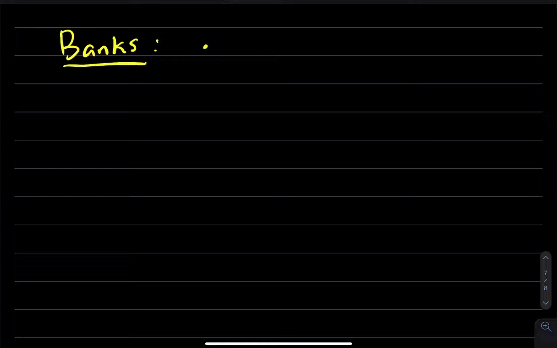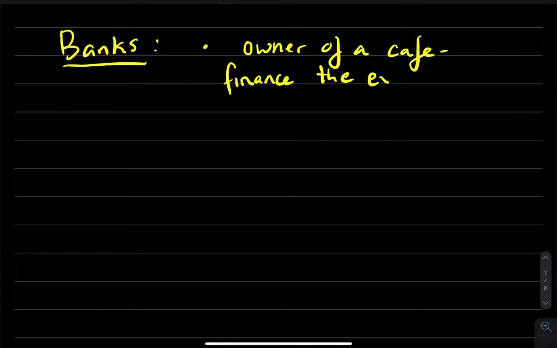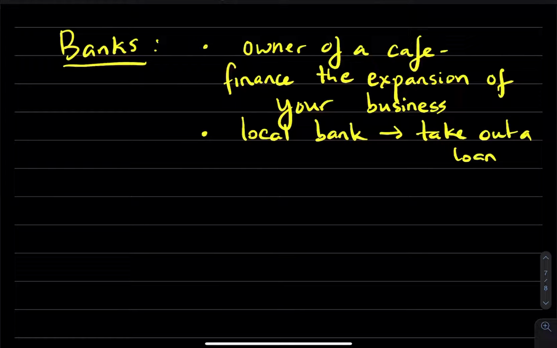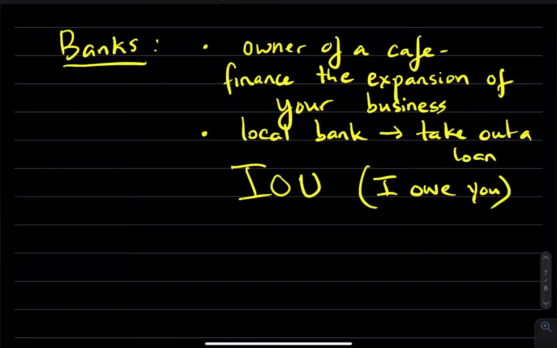So for instance, if you are an owner of a cafe, and you want to finance the expansion of your business, you could then go to your local bank and take out a loan, and you would have an IOU, like some kind of a document that tells you about your indebtedness. This stands for IOU, an abbreviation, which is going to specify the principal, the interest rate, and by when you have to return that money or that loan.